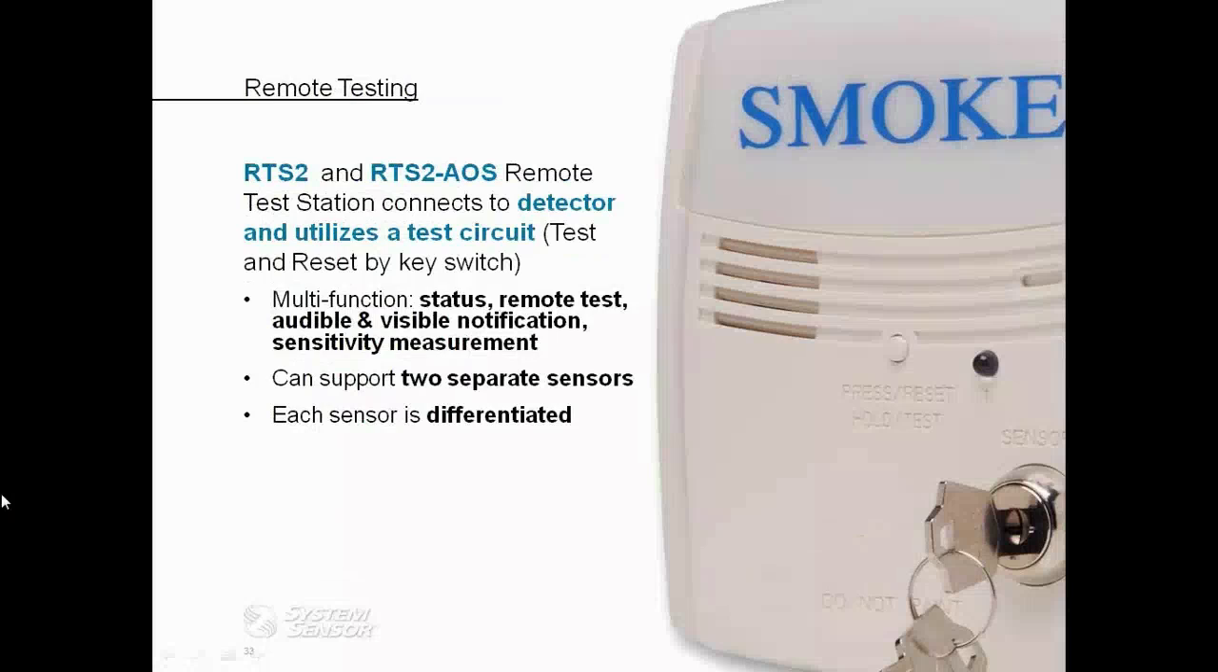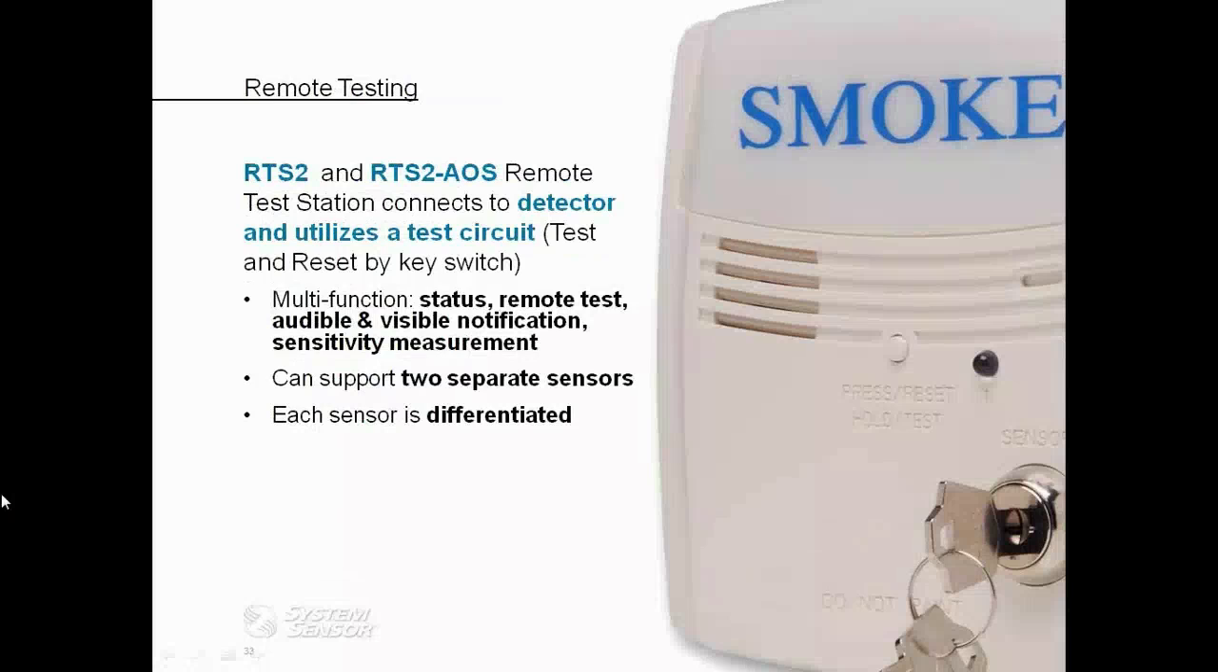Okay, first, testing can be conducted at the remote test accessory. The versions we are showing in this presentation are our RTS2 and RTS2-AOS remote test stations. They both have the same functionality, but one ships with the strobe pre-installed where the other ships without the strobe installed, but there is an option to have it added at a later point if it is determined that it's needed. These remote test accessories have the most functionality out of all the remote test stations that we have available through System Sensor. We also have other less sophisticated options that only perform testing using a key or push button or even a magnet.